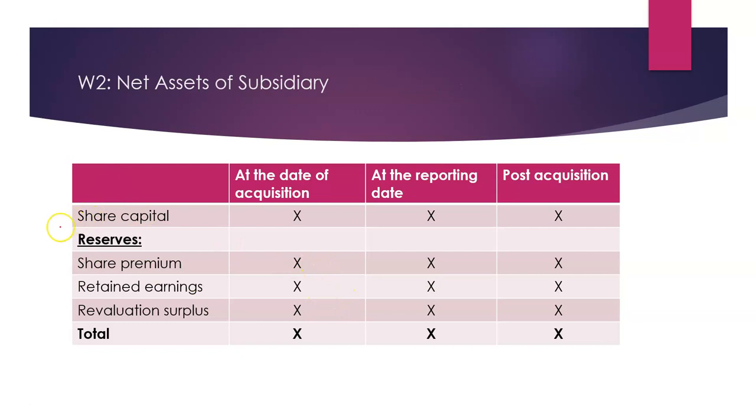So you set up this really cool table at the date of acquisition. We have the share capital and we have all the reserves. I only used one reserve, the retained earnings, in the earlier question, but you can have a range of reserves.